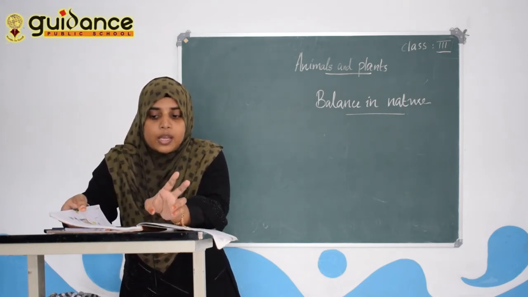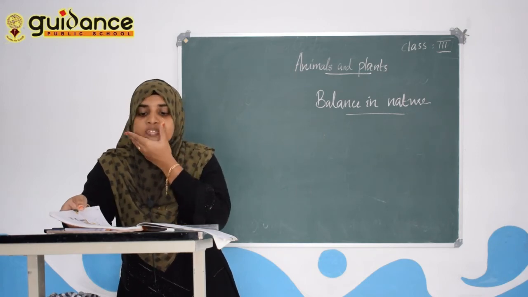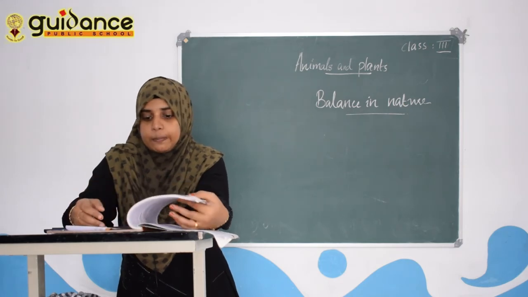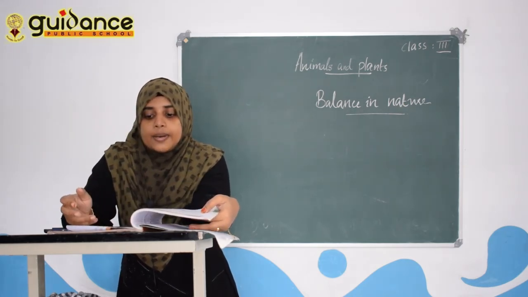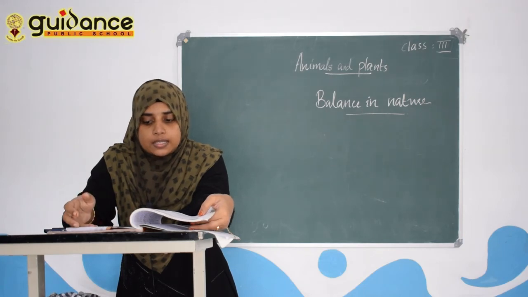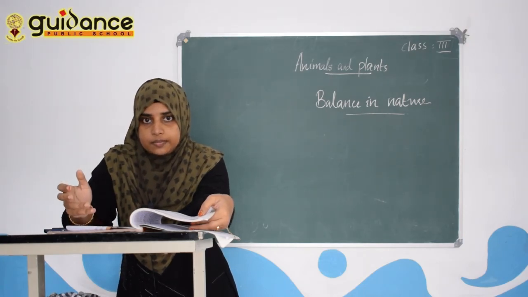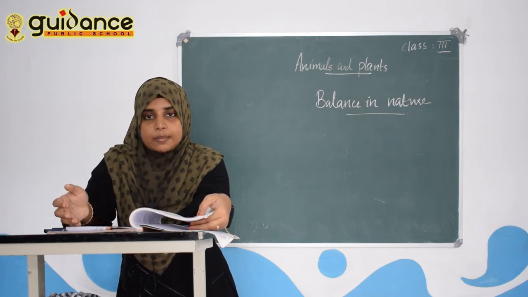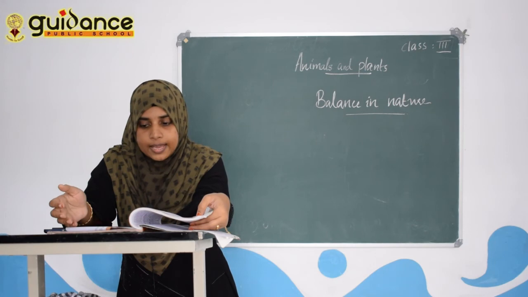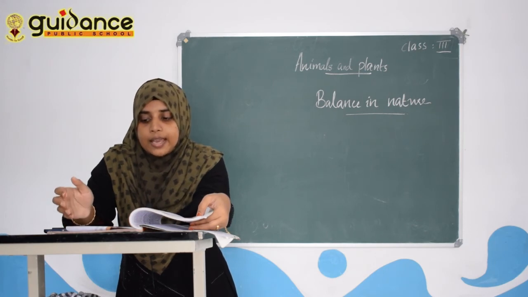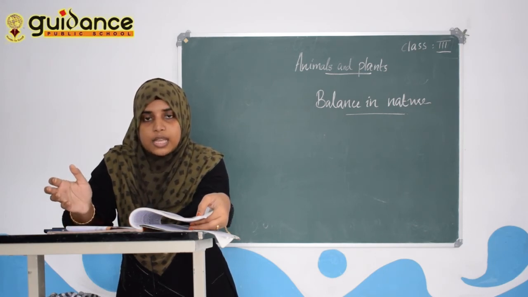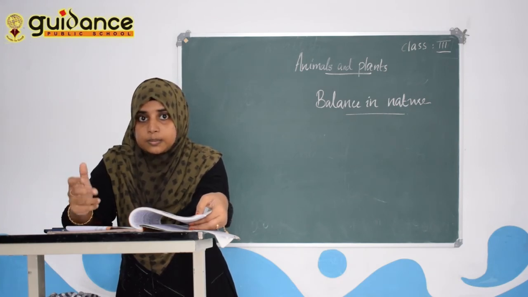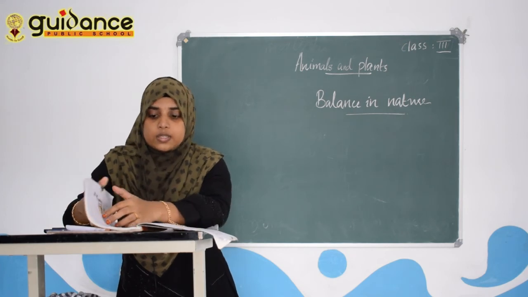The fourth question is, mention two ways by which animals reproduce. Animals like birds and snakes lay eggs, through which they reproduce. Animals like cats and cows give birth to their young ones.